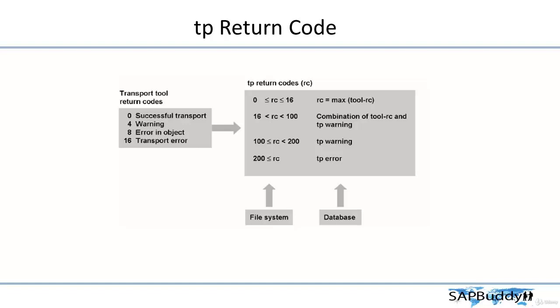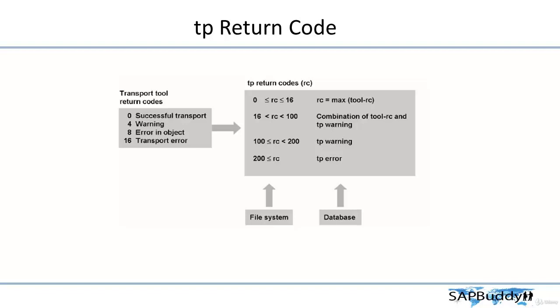Then we will see a little bit of return codes. These are all the return codes which we already know. If it is the transport tool which is reporting a return code, 0 means it's successfully transported, 2 is warning, 3 is error, and 16 is transport error. That means the transport could not be imported to the system. 8 means it's an error, that means error in the object. 16 means error in the transport.